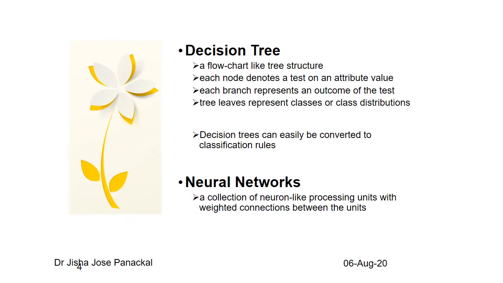And the decision tree, we are explaining again: a decision tree is a flowchart-like tree structure. Each node denotes a test on an attribute value. Each branch represents an outcome of the test. Tree leaves represent classes or class descriptions. Decision trees can easily be converted to classification rules. A neural network is a collection of neuron-like processing units with weighted connections between the units. You can mention these points while you are explaining the example we discussed in the previous slide.